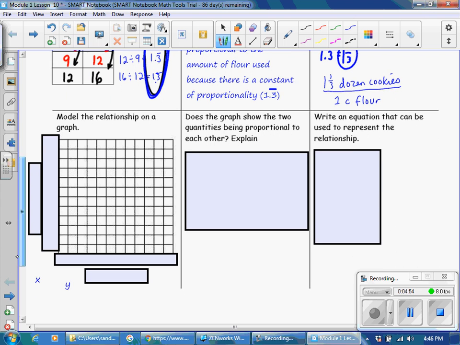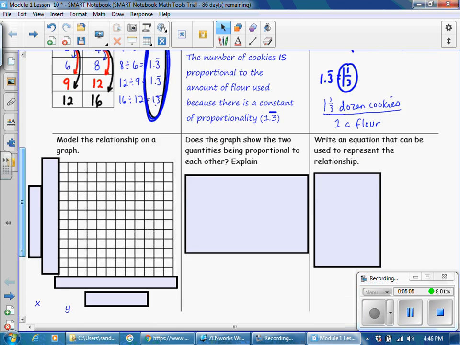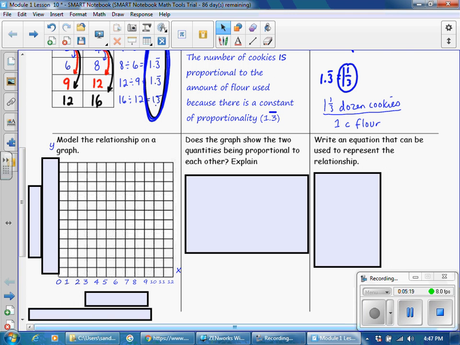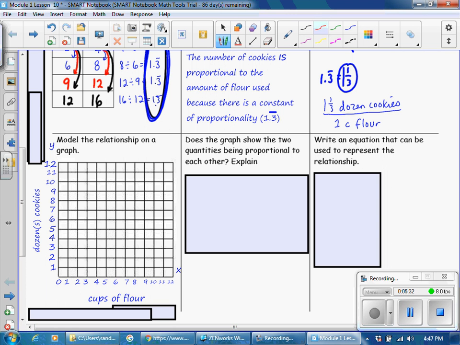Next, model the relationship on the graph. So we're going to model the data from the table, and we'll need to fill in our numbers on our graph. So we want to label our X and Y axis. Do you remember which is which? The X-axis is the horizontal axis and the Y-axis is the vertical axis. Then we'll need numbers along the axis and a label. So the numbers on the X-axis, remember that X represents the cups of flour and Y represents the dozens of cookies.